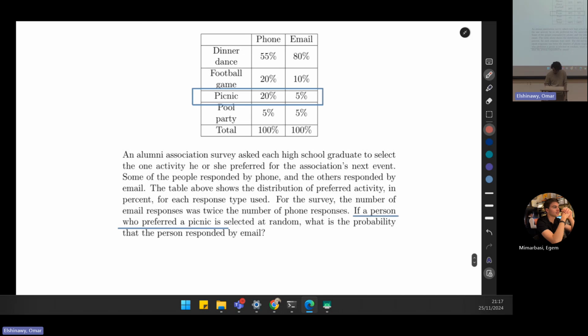Here we can see that 5% of the people who said we want to go out on a picnic made that clear by medium of an email, and 20% made the same assertion using their phones. But I would like to draw your attention to this very specific fact. The number of email responses was twice the number of phone responses.